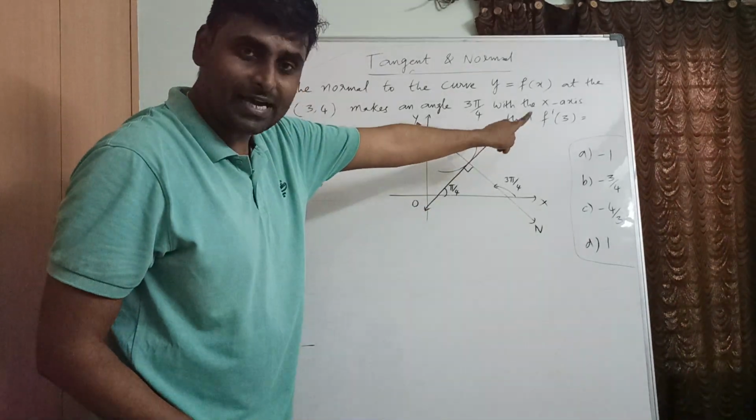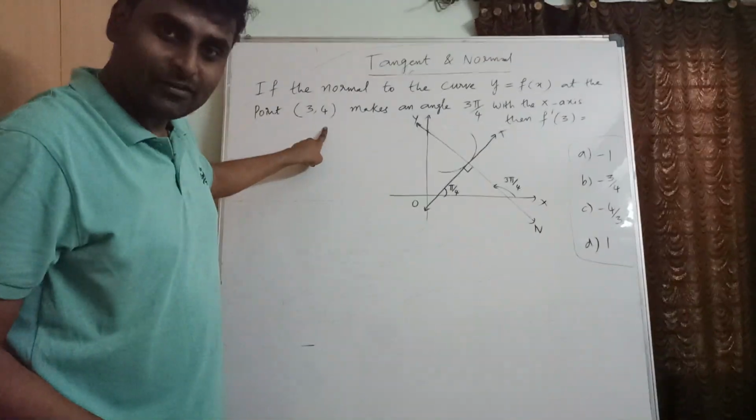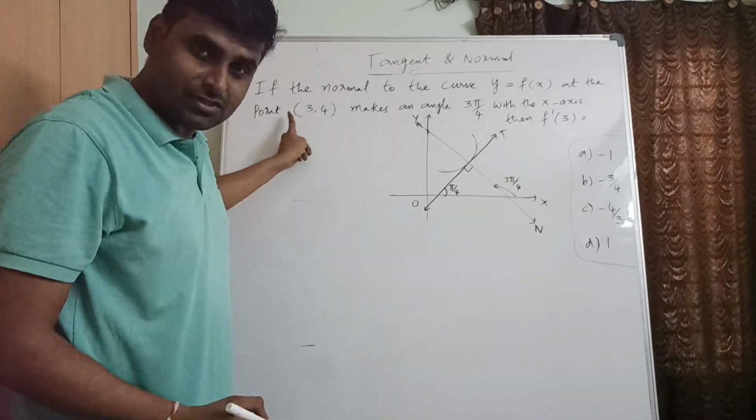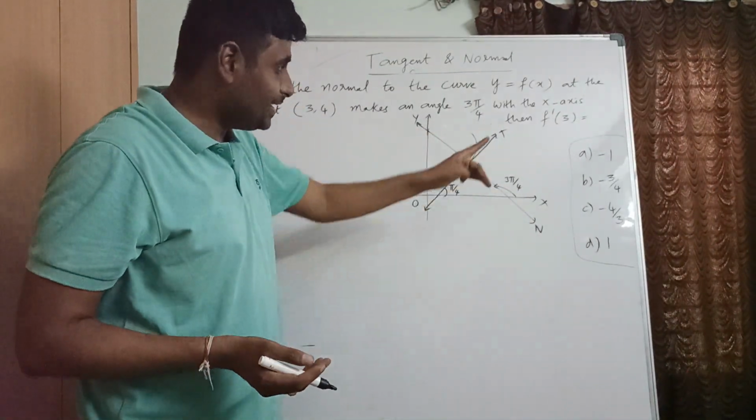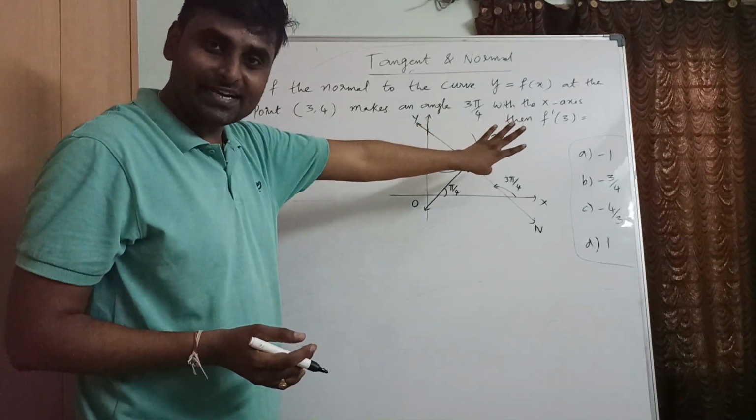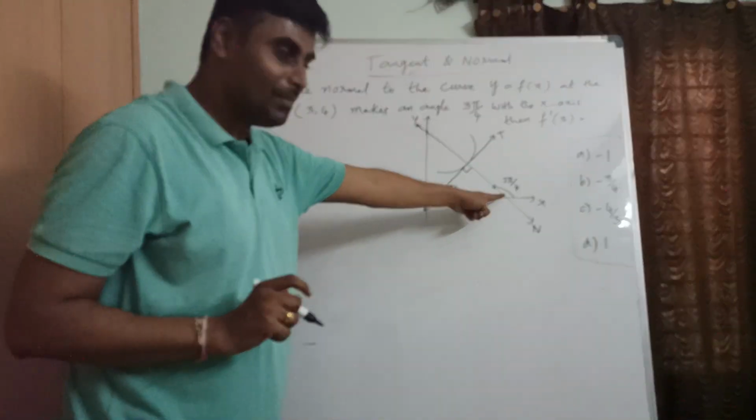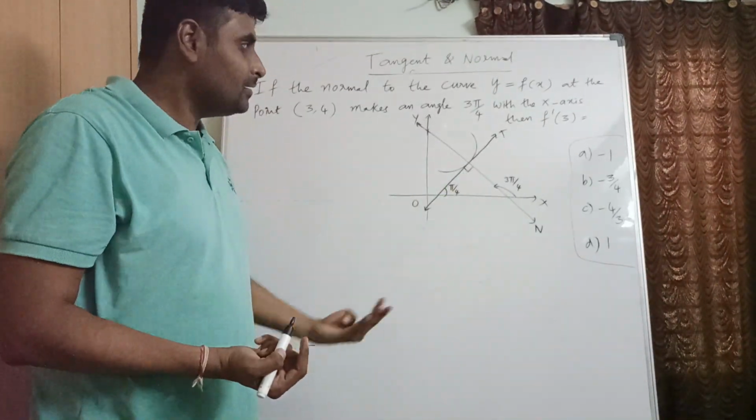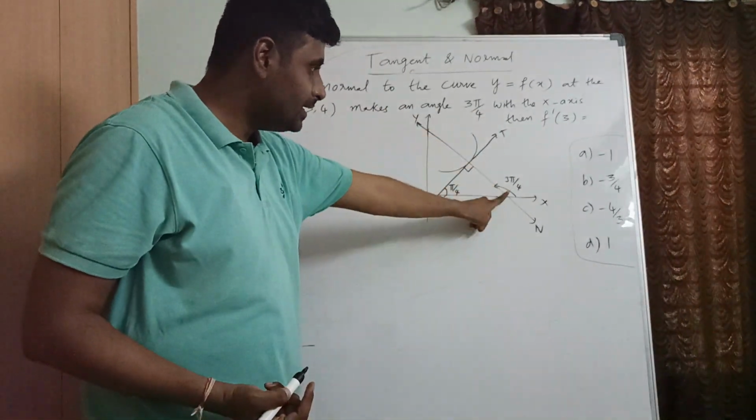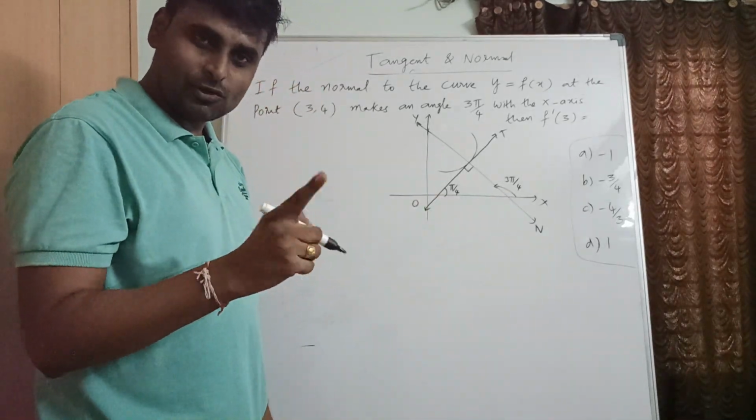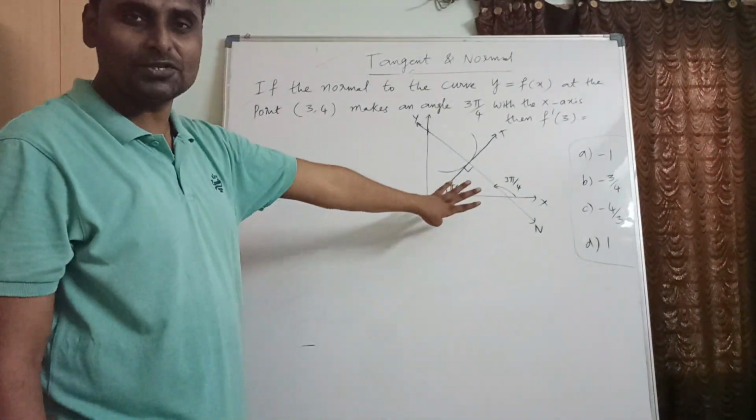What is being asked? f dash of 3 means after derivating that curve, substitute 3, 4. Whenever I substitute 3 in place of x, that means f dash of 3. f dash of 3 is the slope. Indirectly we are going to find the slope of the tangent. What is the slope of normal? Minus 1. What is the slope of tangent? 1. Why is the slope of normal minus 1? Tan 3 pi by 4, tan 135, minus 1. Slope of normal is minus 1. Slope of tangent plus 1. That's it. There is nothing to solve in this.